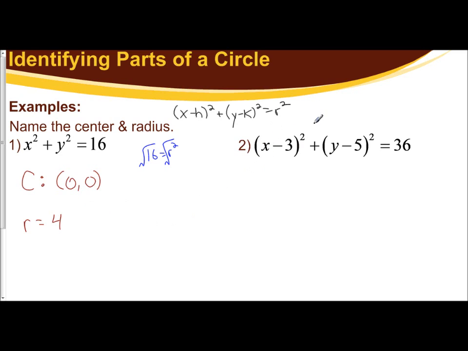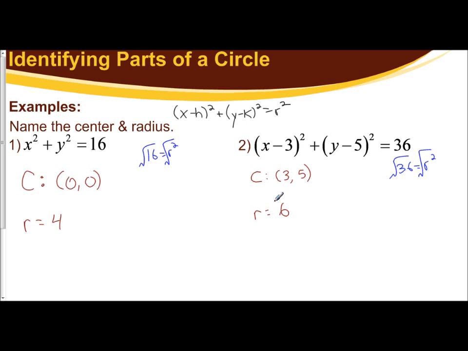So let's look at our center on number 2. x minus 3 squared plus y minus 5 squared equals 36. So h, k represents my center. So here my center is (3, 5). 36 represents r squared. So if I want to find r, I would square root both of those. And so the radius of this circle is 6 units.